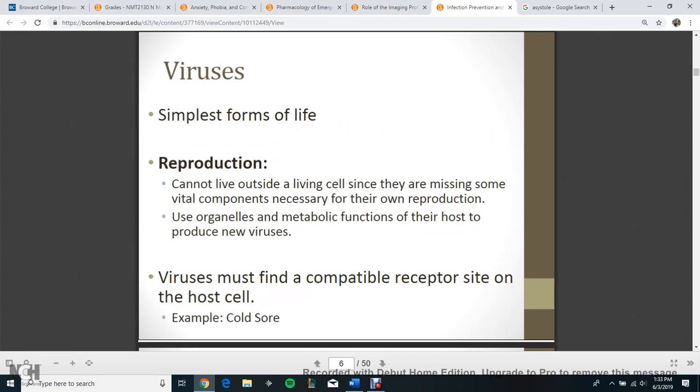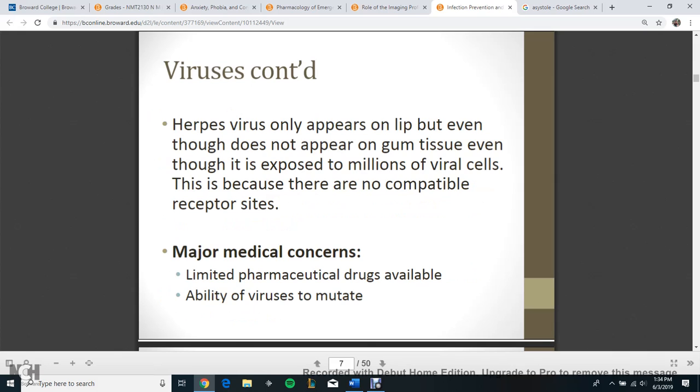Viruses. The simplest forms of life. Reproduction. Viruses cannot live outside a living cell since they are missing some vital components necessary for their own reproduction. They use organelles and metabolic functions of their host to produce new viruses. Viruses must find a compatible receptor site on the host cell. An example would be a cold sore.